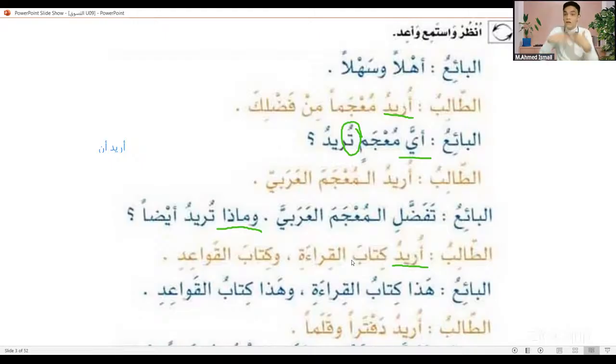But if I say yaqra'u or aqra'u, this means he reads, not right now. Yaqra'u now, or qara'a in the past. So this means it's a fi'l, and this is exactly the difference between the ism and the fi'l.